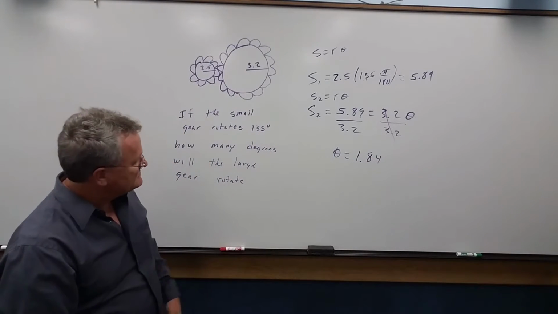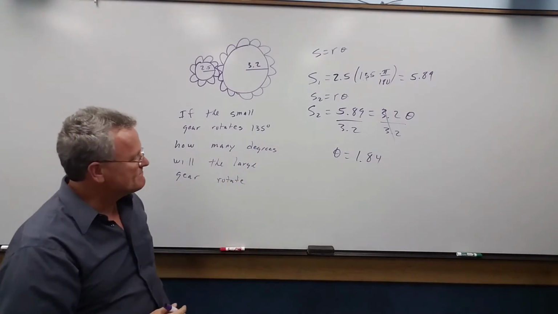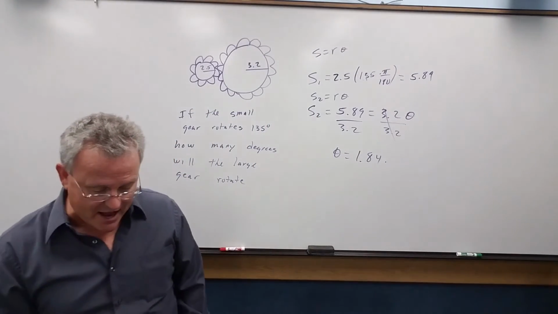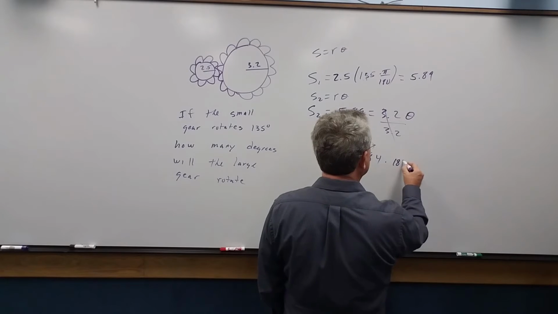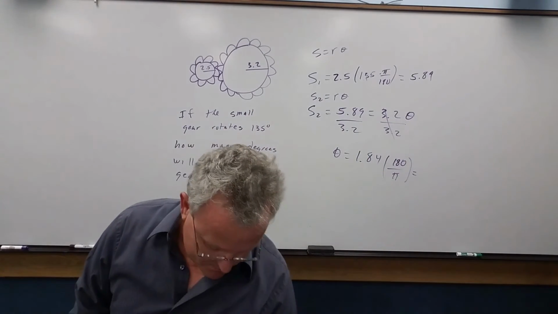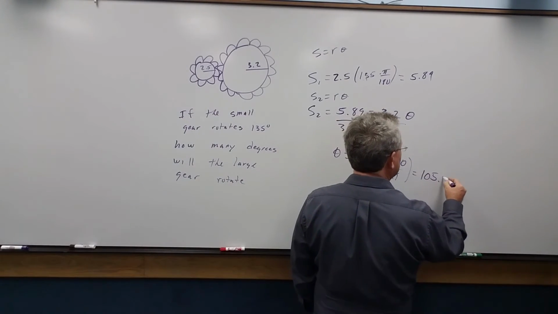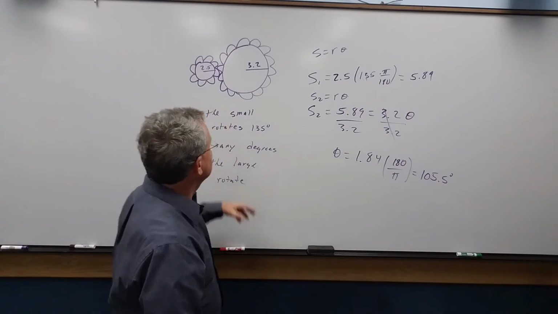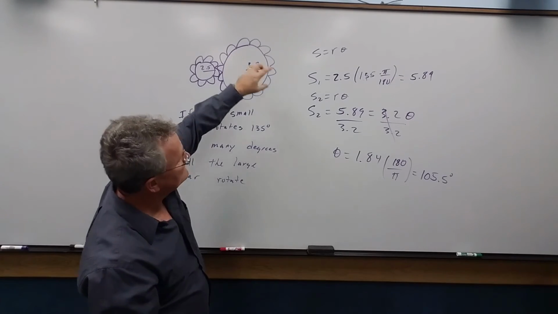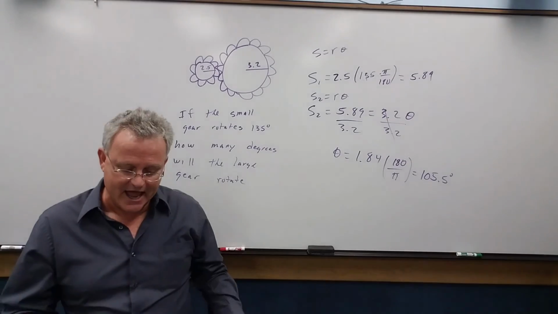Well, that's in radians, so let's convert it to degrees so we can see a better comparison. To convert that to degrees, we just multiply by 180 over pi. Get out your calculator and plug that in, and you get about 105.5 degrees. So when this spins 135 degrees, this is going to rotate about 105.5 degrees.